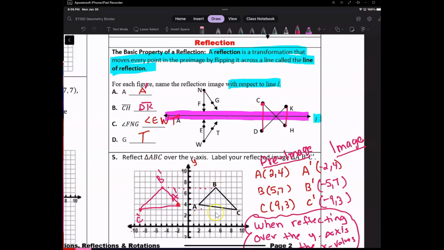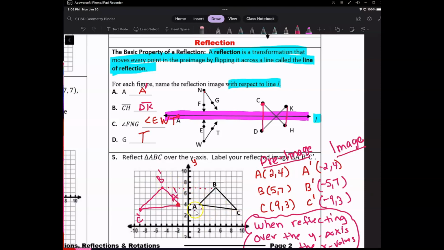Now, I went ahead and did this already for you. We have triangle ABC, which is the pre-image. And I did reflect over the y-axis. So, for example, A is going to be the same distance from the mirror to A prime. So in this case, we have two units. So it's going to be 2 units to the left. That's A prime. B is 1, 2, 3, 4, 5. So it's going to be 5 units towards B prime.